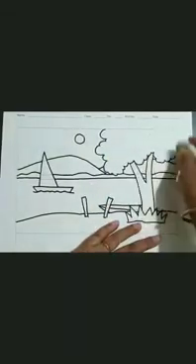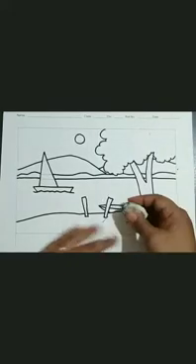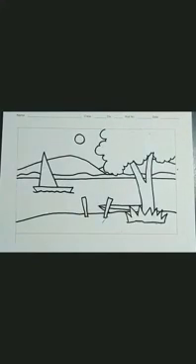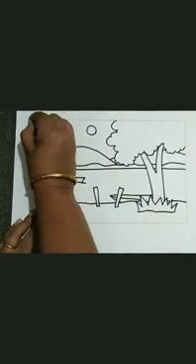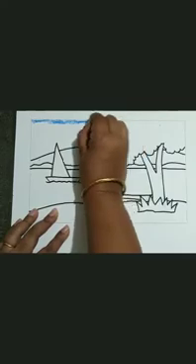So now, since we are done with the outlining, we'll erase the extra lines very carefully. Now we are done with the drawing part, and now we'll start with coloring. So we'll begin with the sky.